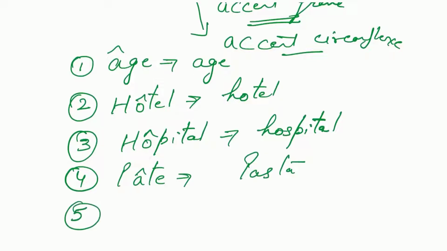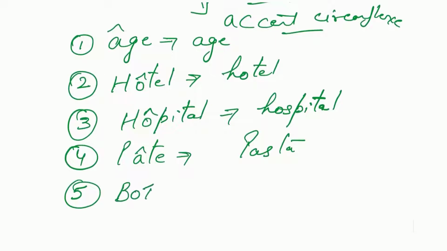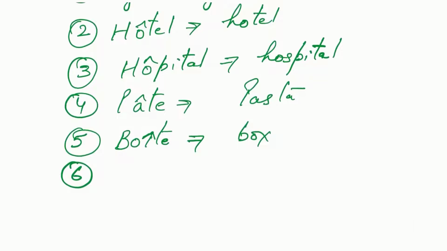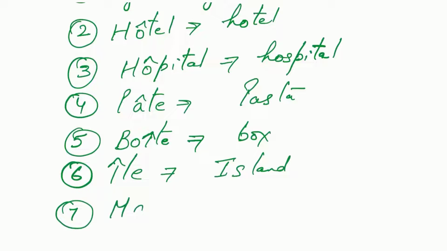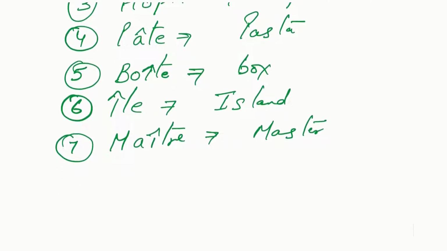Let's see the fifth one now. Boîte. And the sign is here. Boîte. Okay. And this means box. Sixth one. The sixth is île. Île. This means island. Let's see the seventh one now. Maître. Maître. This means master. Let's see the eighth one. Tête. Tête. This means head.